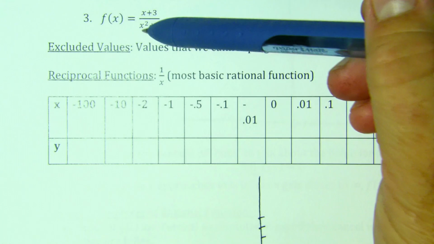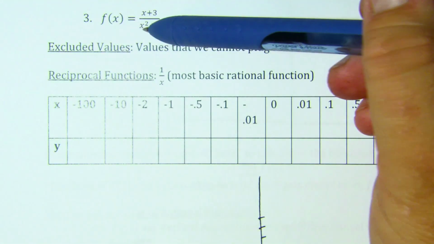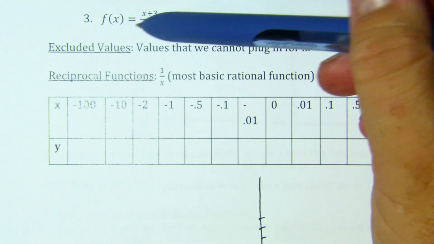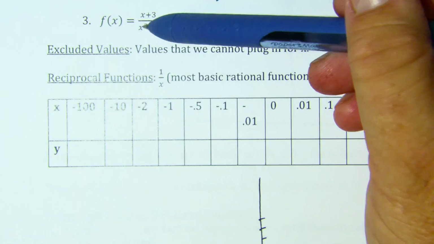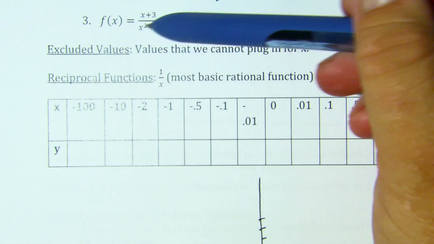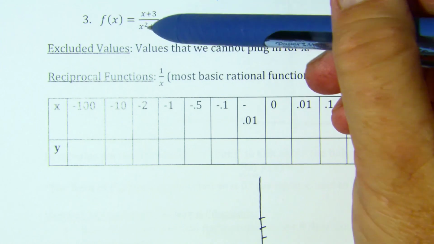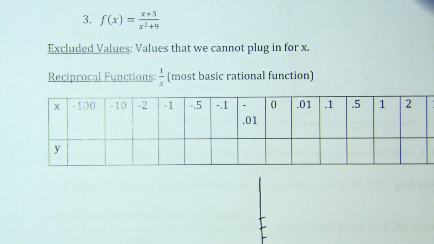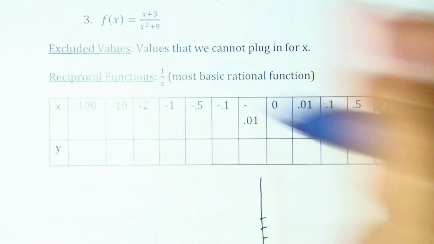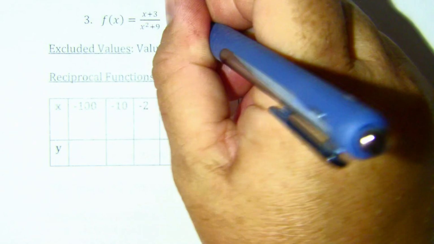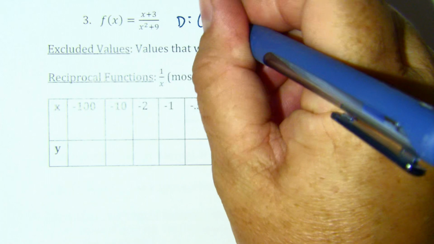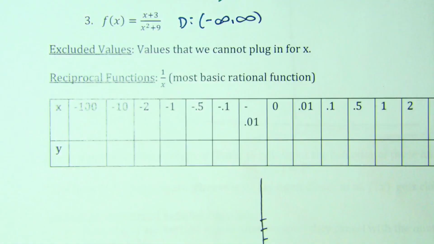Let's just say you thought there was a value. We plugged in, let's say, 0. Well, 0 plus 9 is still 9. That's not 0. If I plugged in 3, 3 squared would be 9. 9 plus 9 is 18, not 0. If I plug in -3, -3 squared is 9. 9 plus 9 is 18, again, not 0. There's no values that make the denominator 0. So that means my domain then is -infinity to +infinity. There are no restrictions on it.